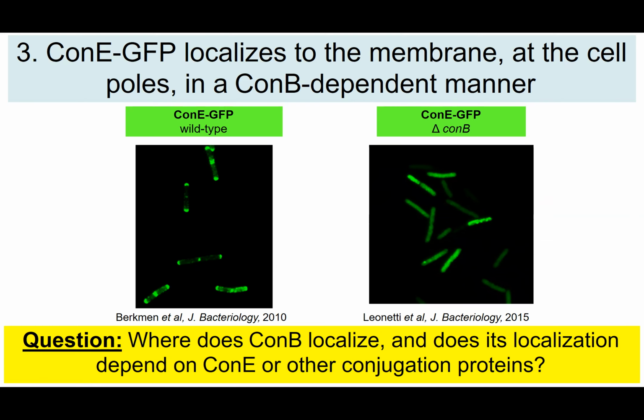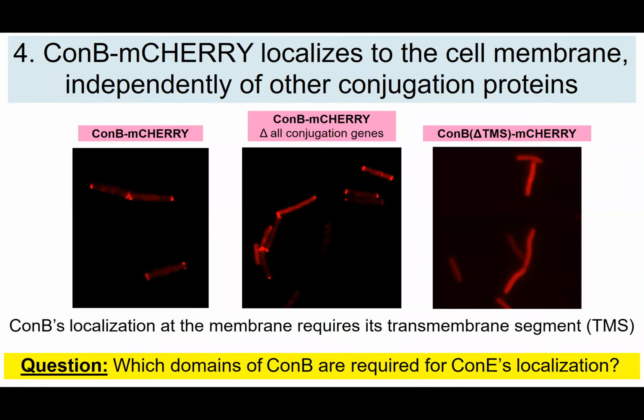So our next question is, where does ConB localize? And does the localization depend on ConE or other conjugation proteins? To answer this question, I first observed the wild-type ConB fused with mCherry. We saw that ConB-mCherry localization is similar to ConE-GFP, which is primarily at a cell pole. Next, I constructed a strain of ConB with deletion of all conjugation genes. We saw that the polar localization of ConB is still preserved.